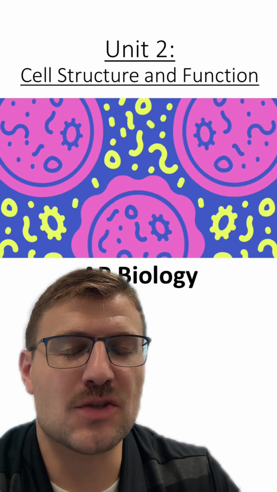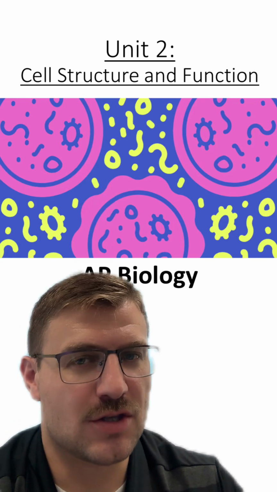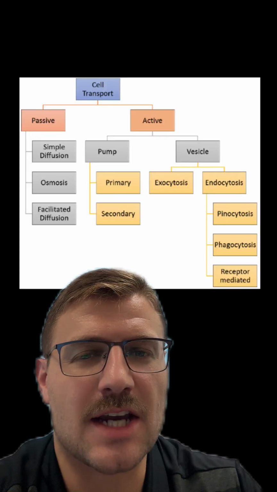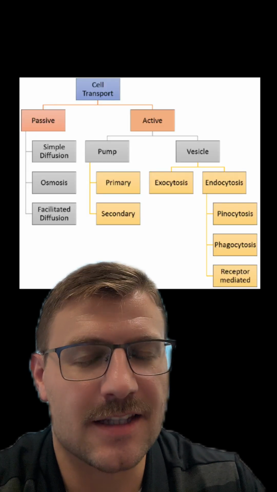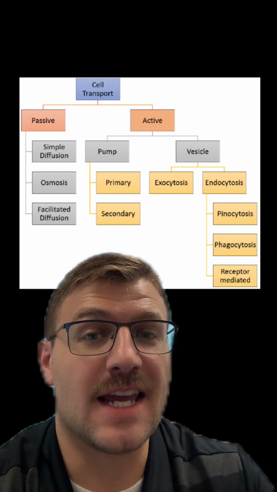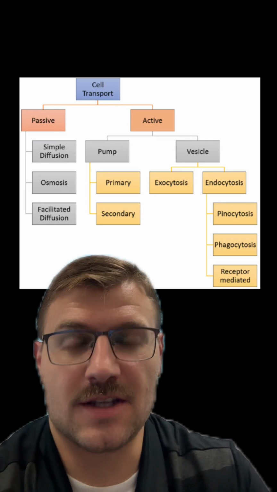Hello AP Biology students, we're going to go over the 9th section in Unit 2. And in this section, we're going to go over something called passive transport. In the next two sections, we're going to discuss the difference between active and passive transport. Both of these are ways that the cell either takes in or pushes out materials.